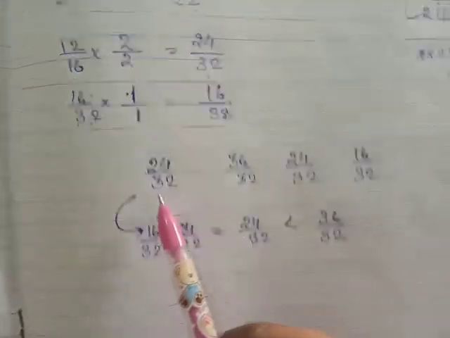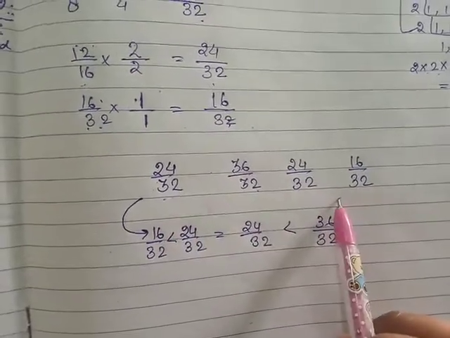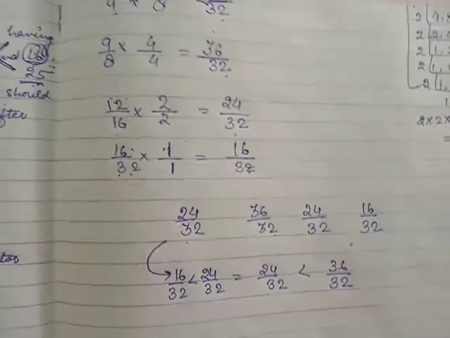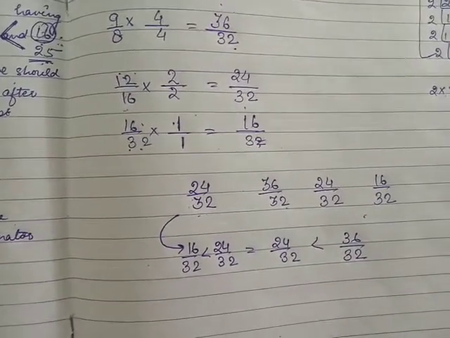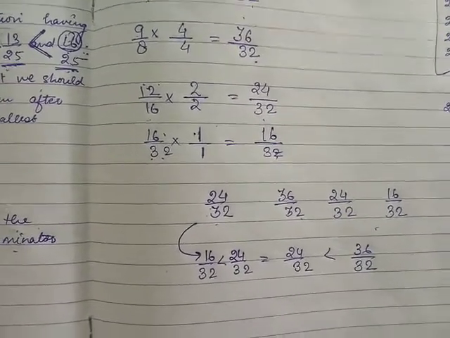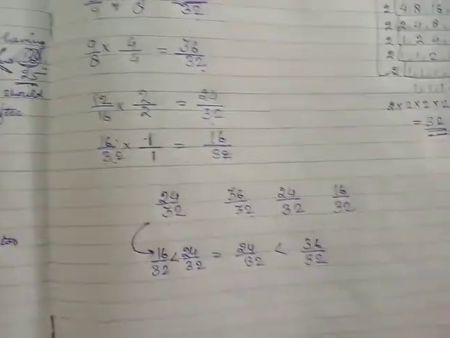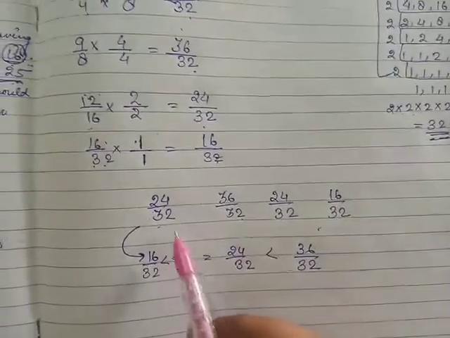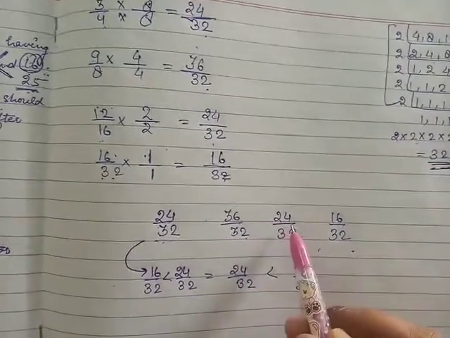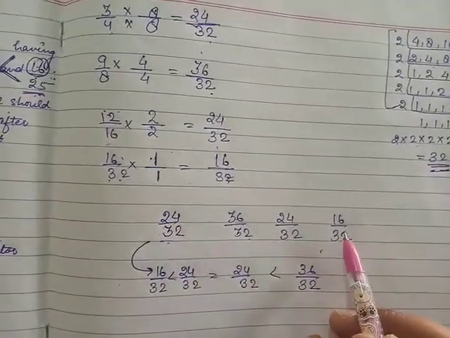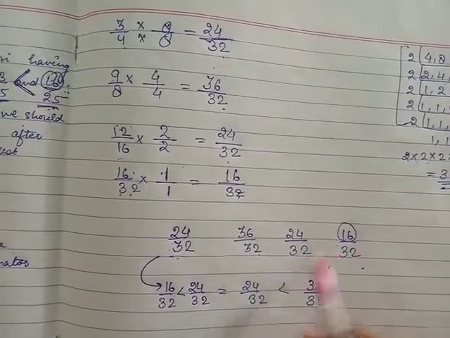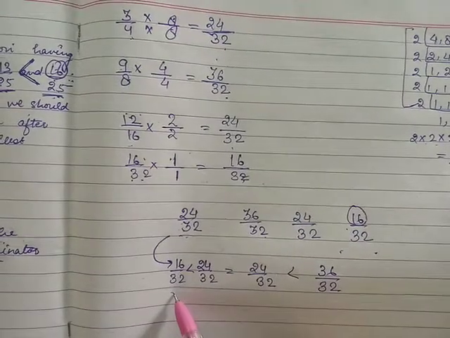We can see that the denominator of each fraction is equal. So we will arrange them in ascending or descending order, whichever is asked in the question. Here we have to do this question in ascending order. First of all, the denominator is the same, so we will jump to the numerator and see the numerator having the least value. Here 16 has the least value, so it will be the first fraction.